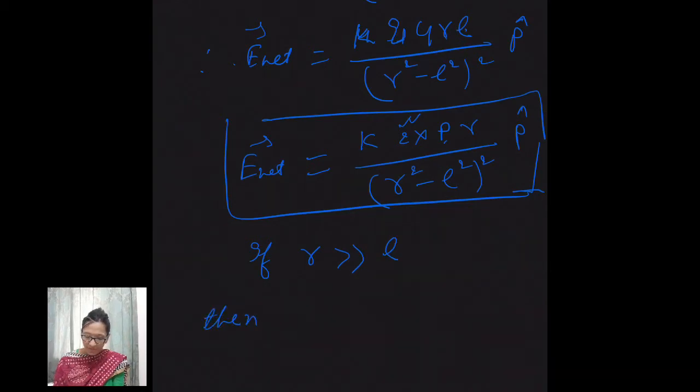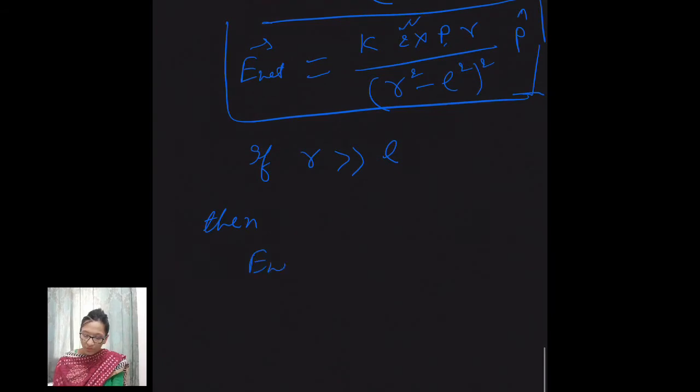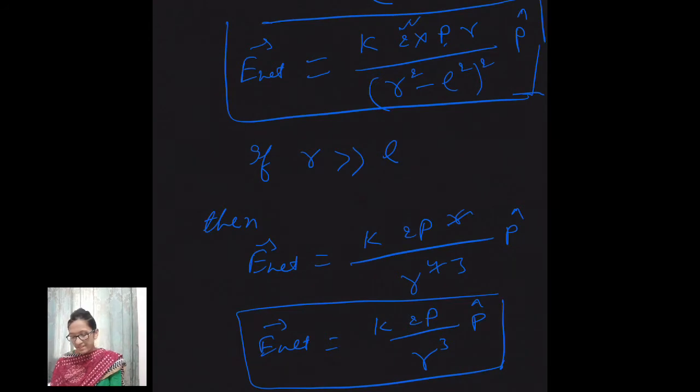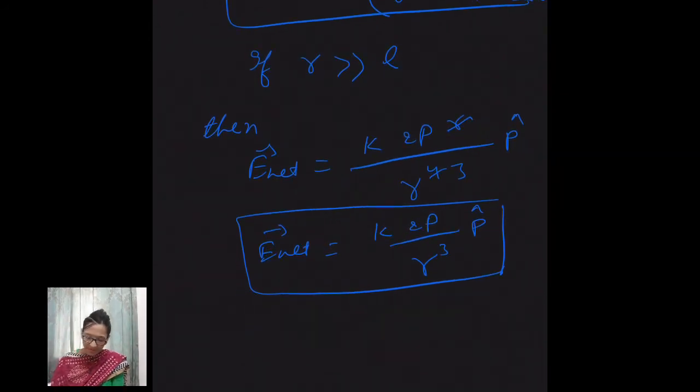Electric field net will be equal to K2P upon, just neglect L, so it will become R power 4 and here R and P cap, and one R is cancelled, so you find that electric field net is equal to K2P upon R cube P cap. So this is the electric field due to a dipole in axial direction.